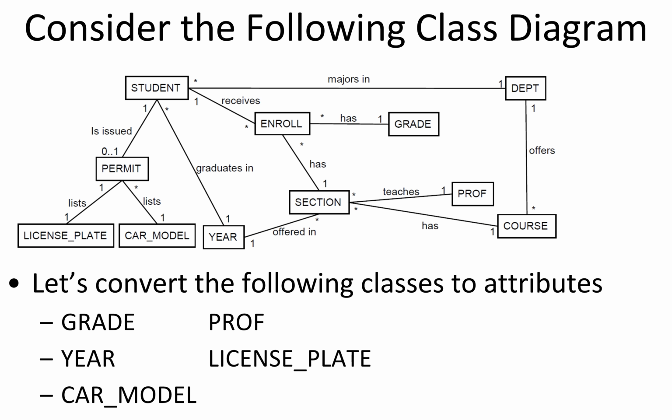So for instance, we're going to remove the grade, and instead it's going to be subsumed inside of the enrollment table. Instead of the professor, since we're only going to keep track of the username, it's going to be subsumed into the section. Same thing with the year. Instead, it's going to be just an attribute of the section or an attribute of the student. So any relationship that it has needs to be subsumed into those classes. Same thing with car model and license, but they're going to just become part of the permit.